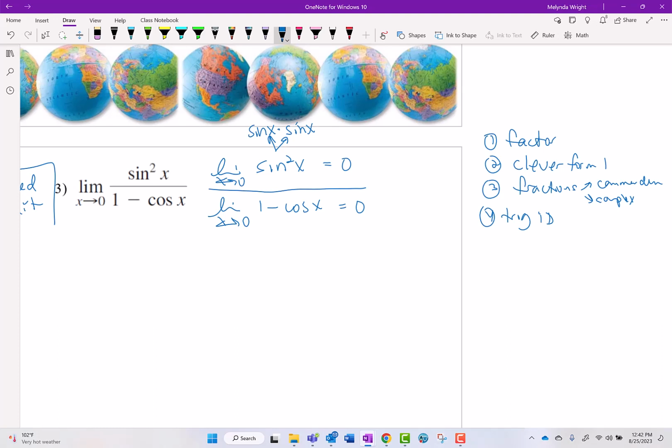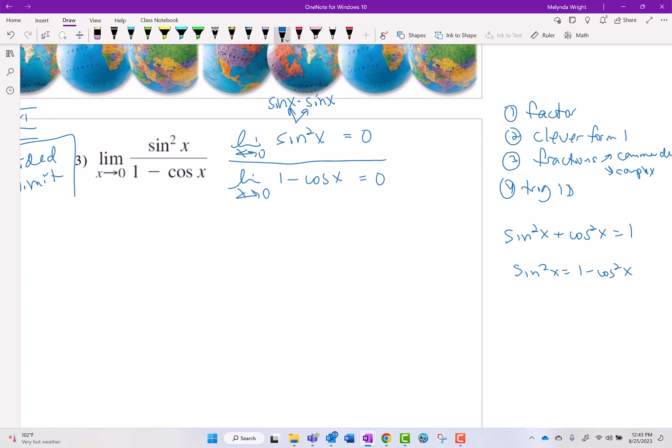In order to work this, we need to think of a way, and you guys know how flexible trig is. We've got all kinds of things going on with trig, so it's okay if you try something and it doesn't work. You just need to try something else. I've got a sine squared, so I'm going to use the Pythagorean identity. We know that sine squared plus cosine squared is 1, so sine squared is 1 minus cosine squared. So I am going to replace sine squared with 1 minus cosine squared.